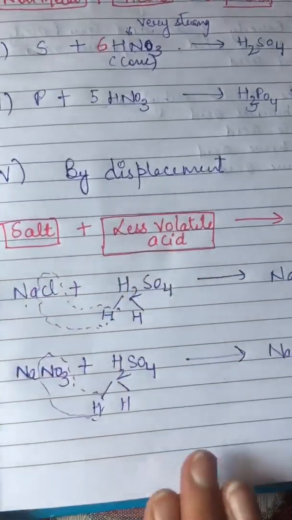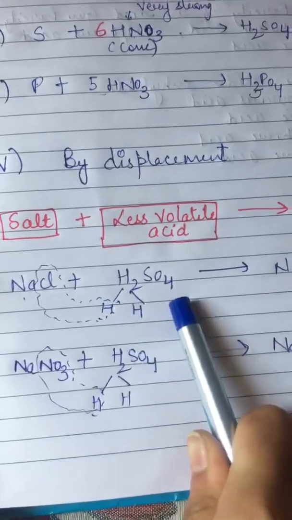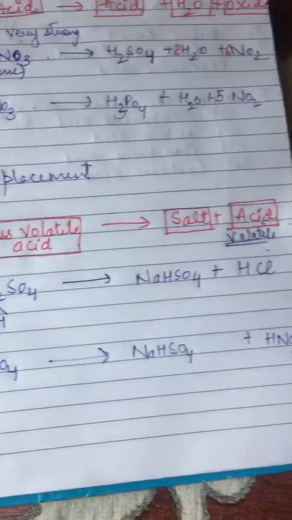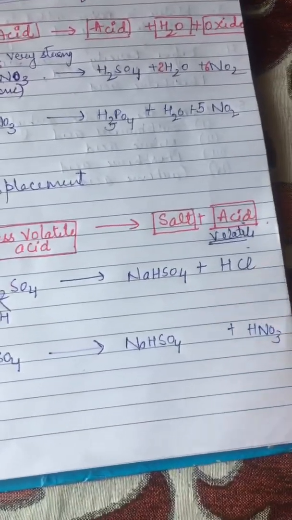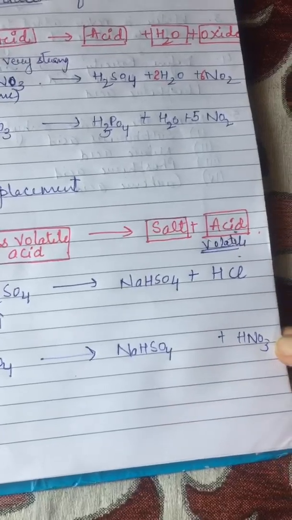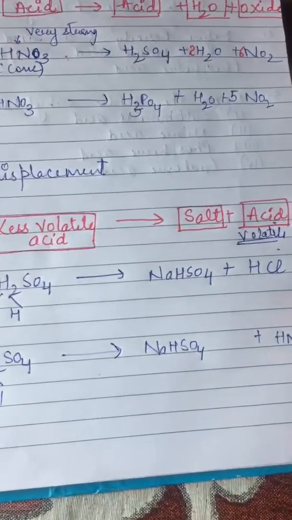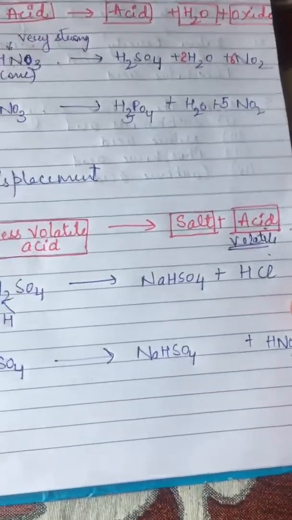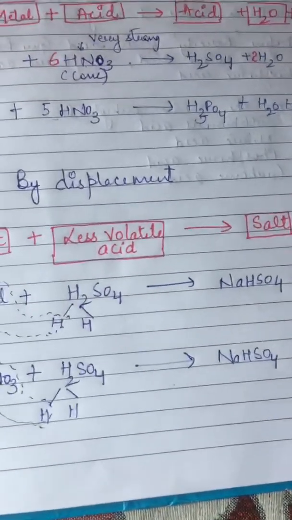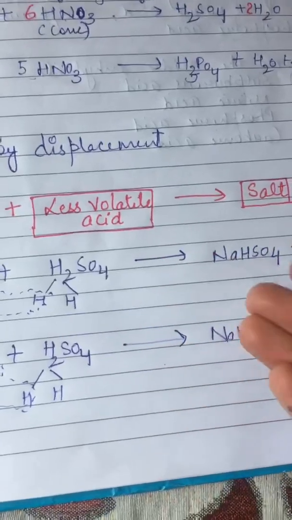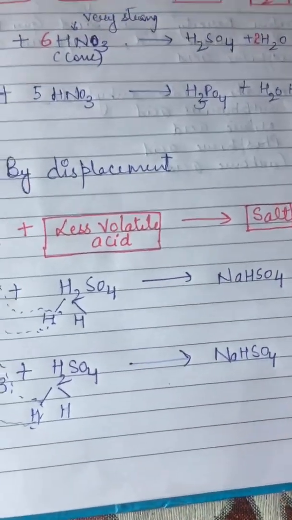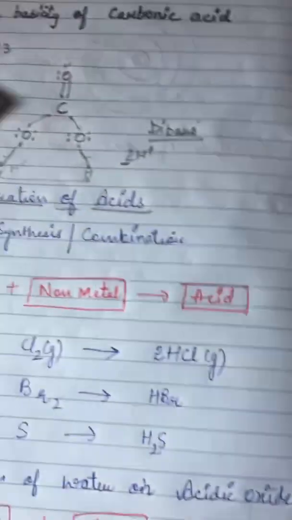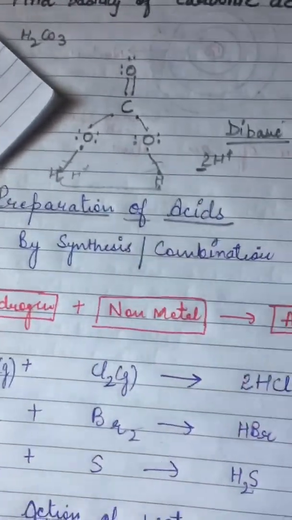These things are the only ones in your syllabus. This less volatile acid and the preparation of these two volatile acids. How can a question come? Prepare a more volatile acid from a less volatile acid. So you can write any of these equations, right? Now you understand the first part of preparation.